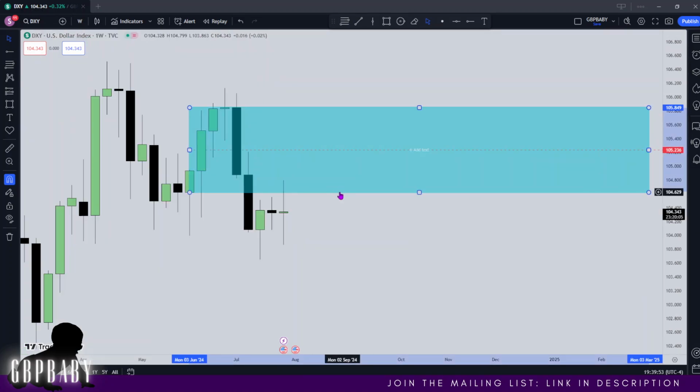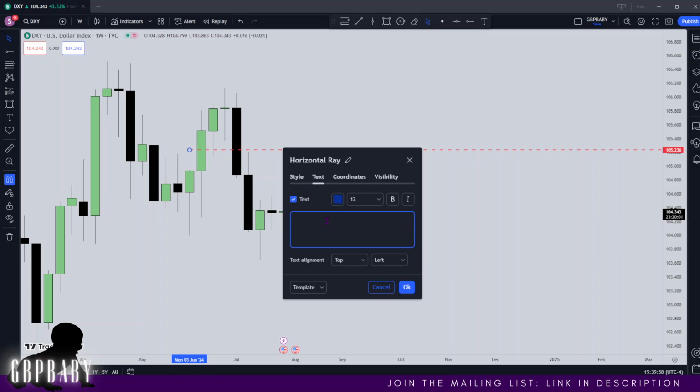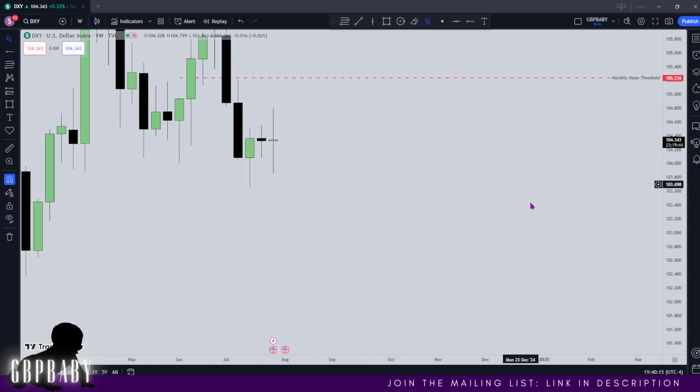I am going to get rid of this box because this is all we need to pay attention to. Let's write this out as monthly mean threshold, which is basically just the midpoint, which means the midpoint of an order block. That's all that is. So let's get that delineated like so. And then you can see here we are now on the weekly.